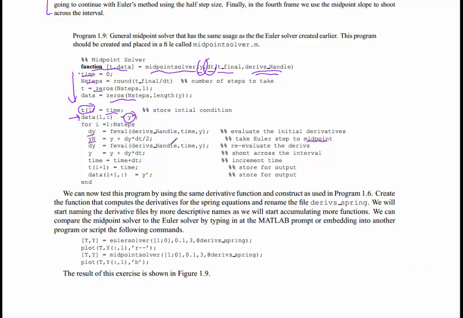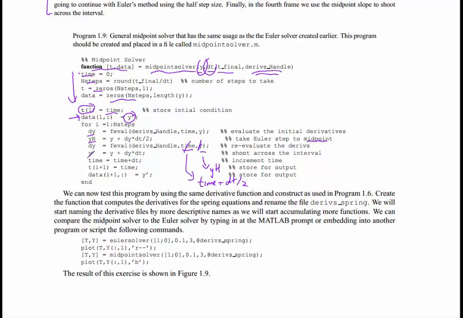Now here, unfortunately, there's another mistake. This shouldn't be time and y. This time should be time plus dt over 2, because now we're looking at the midpoint. And this y should not be y. This should be yh, because I'm using the halfway information to get my new derivative. So there's some mistakes there. These two are not correct. We need to change it to this.